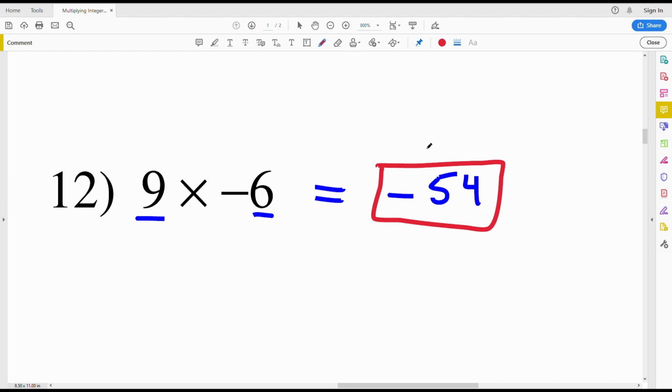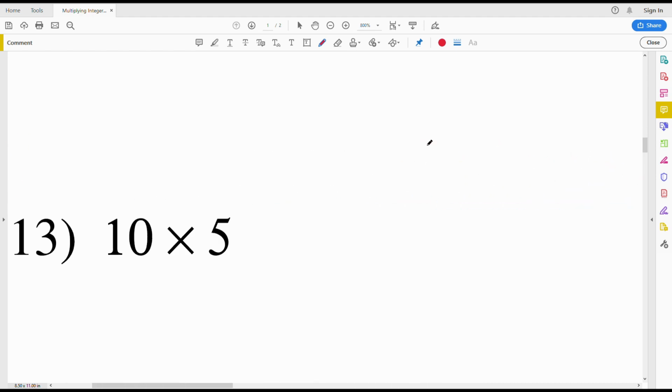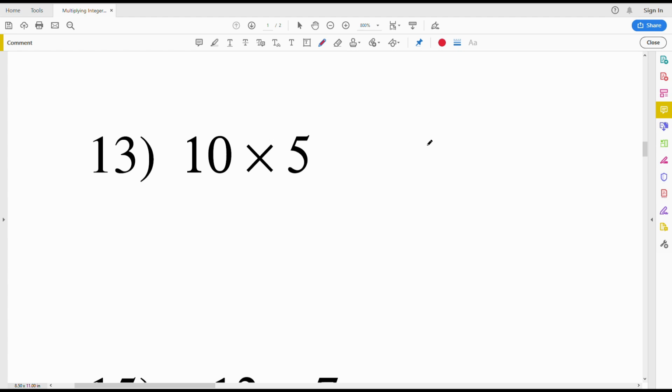Let's move on to number 13. In number 13, we have 10 times 5, positive times a positive, that results in a positive. And 10 times 5 is 50. So positive 50 is our solution in number 13.